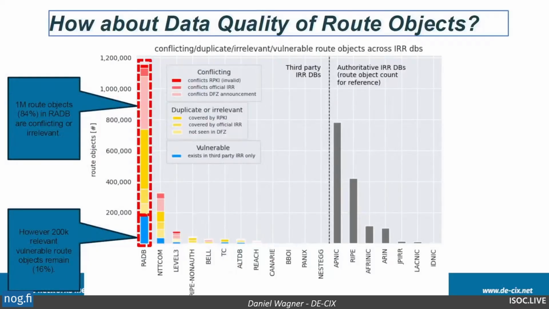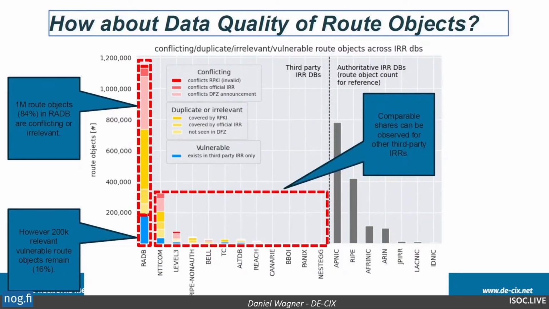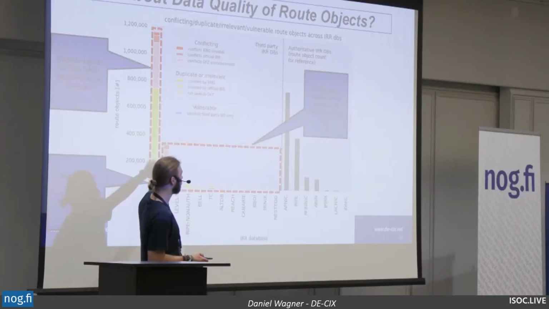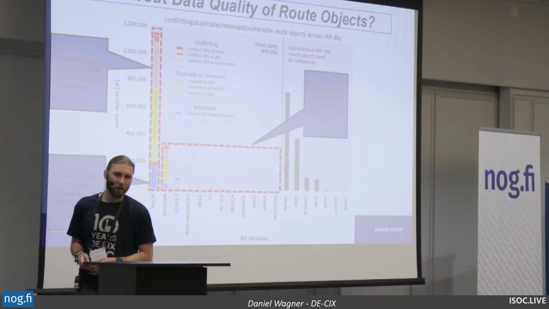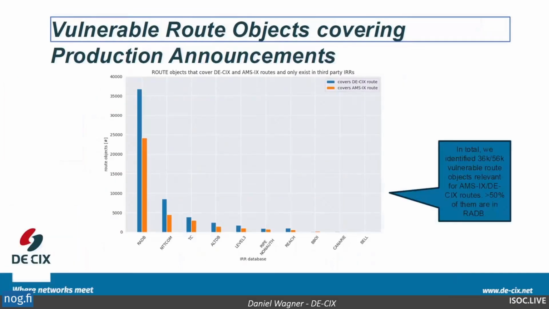Now let's talk about the relevant ones. And then the question is, can RPKI help with them? For all the other databases, it seems to have the same distribution, just as they host fewer objects, obviously the bars go down. And on the right, we have the authoritative ones just as a reference here once again.